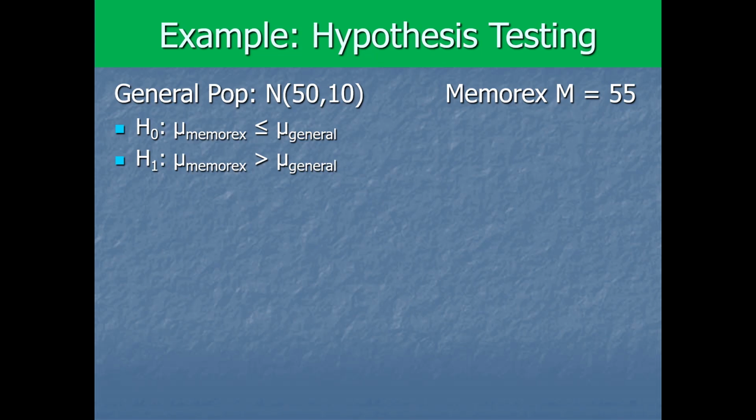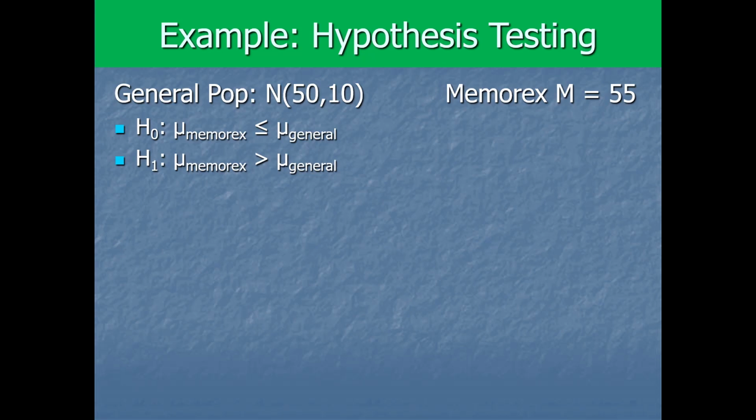The null hypothesis, H0, is that our population mean of Memorex users is no better than the general population, meaning they're less than or equal to the general population's mean, which we're going to give with this Greek letter mu, just like before. Then we contrast that with the alternative hypothesis, H1, that the population mean, mu, for people taking Memorex is indeed higher. It's greater than mu of the general population. So that's what we're testing here.